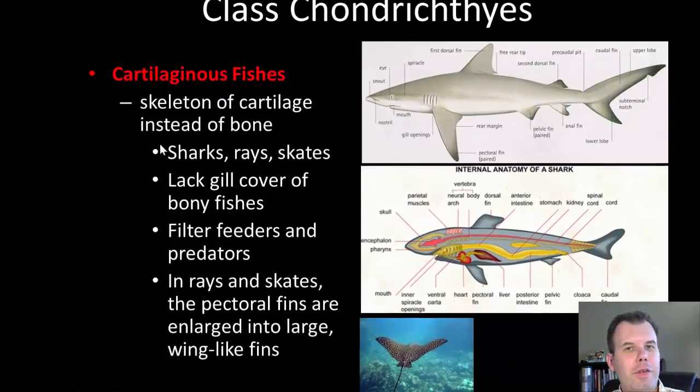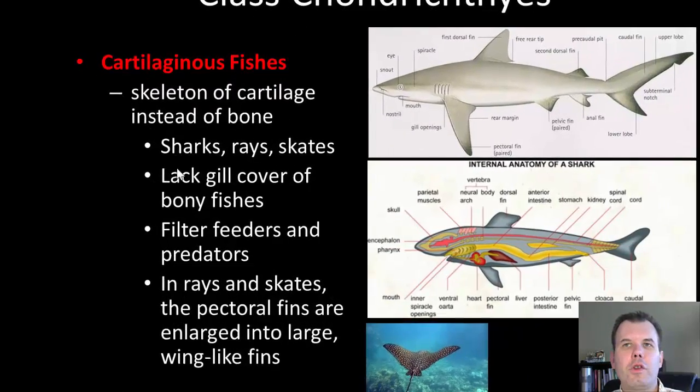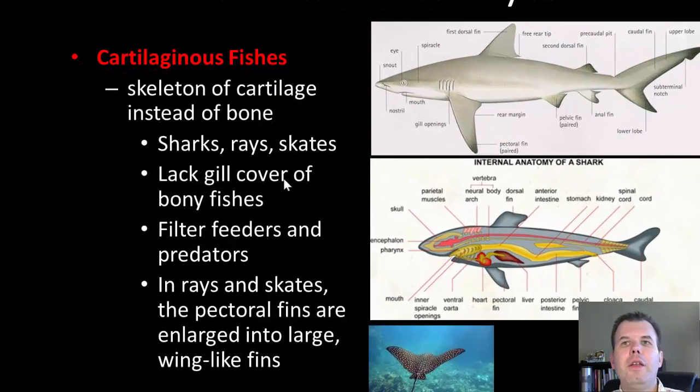And basically they have a skeleton of cartilage instead of bones. This includes the sharks, rays, and skates. They lack a gill cover, so you see their gills opening up all the time. And so one of the things when you watch sharks swim by is you always see their gills opening up because they have to constantly move to get water over their gills.